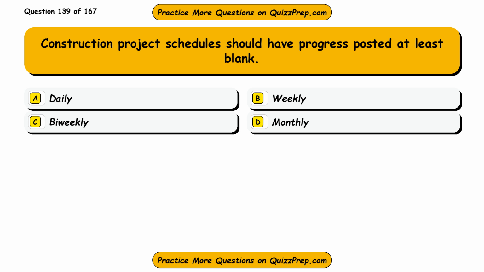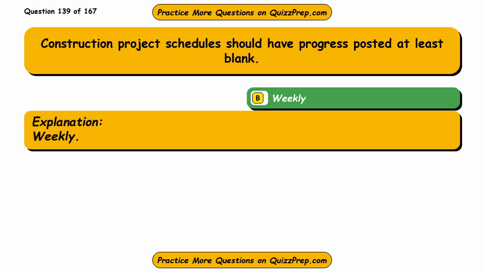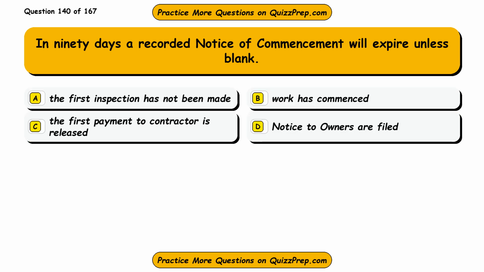Option C, bi-weekly. Option D, monthly. The correct answer is option B, weekly. Weekly. Question 140. In 90 days a recorded notice of commencement will expire unless blank.